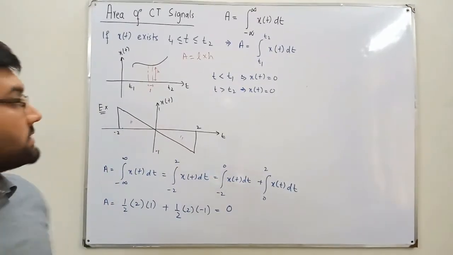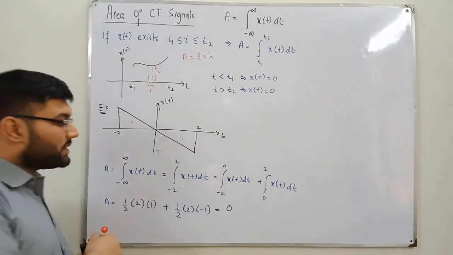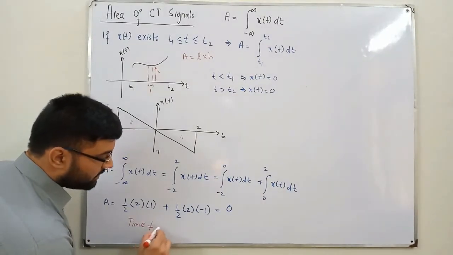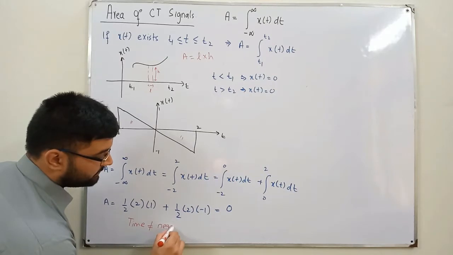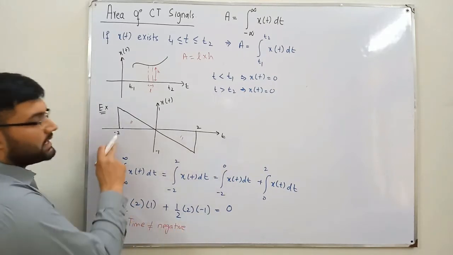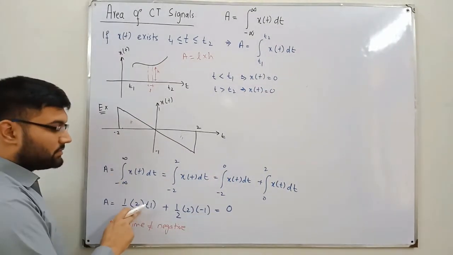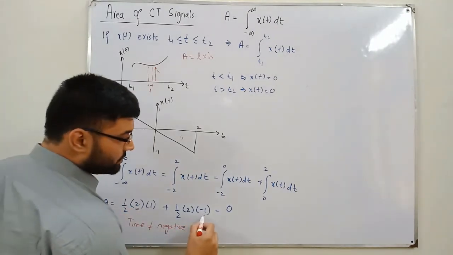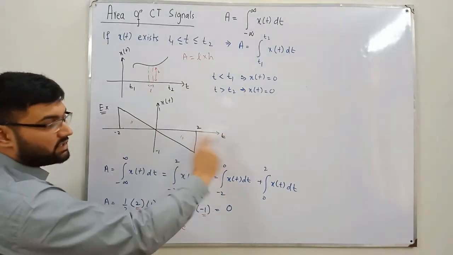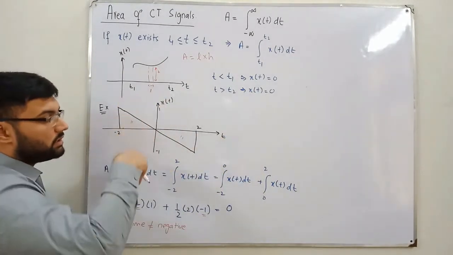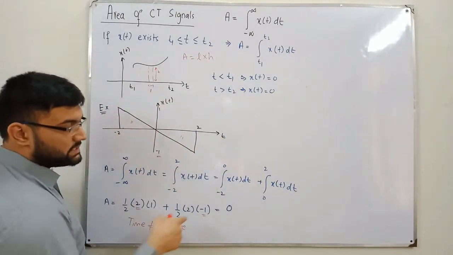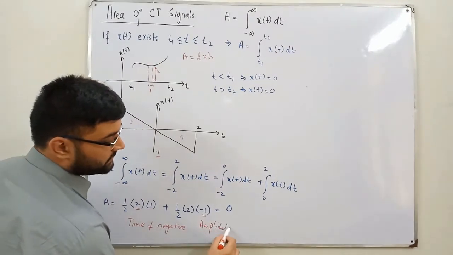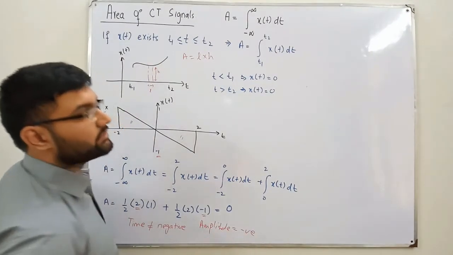In one case I'm taking negative, in the other I'm not. Why is that? I took it because time cannot be negative. Over here the time was negative, therefore I took the positive value of this 2. But the amplitude over here, have a look, the time is positive along the x-axis, and the amplitude along the y-axis is negative, which is negative 1. So this is what I took: the amplitude can be negative.